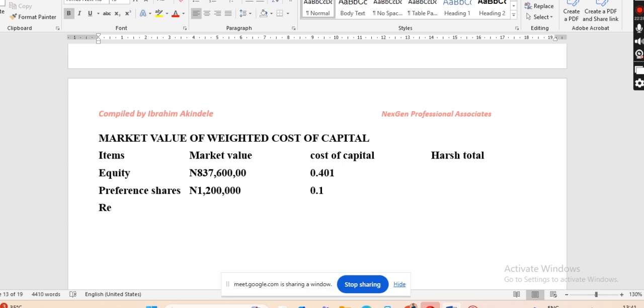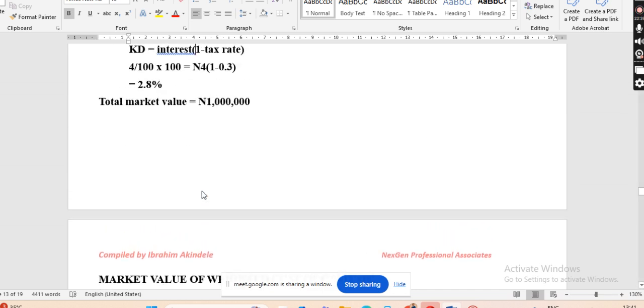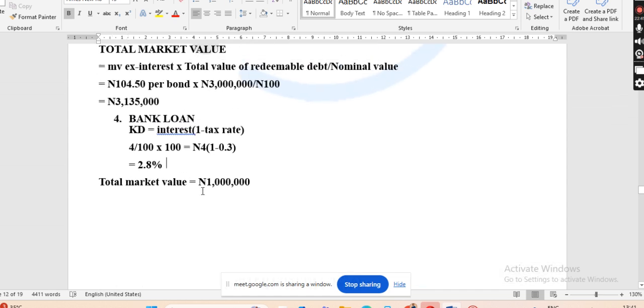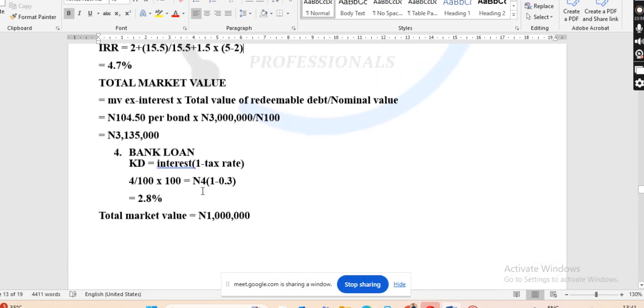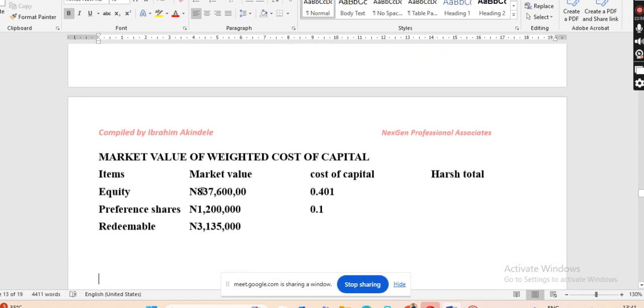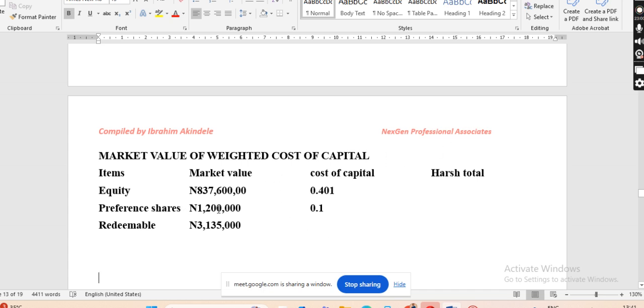So next, the redeemable debt. What is the market value? 3,135,000. What is the cost? The cost is 2.8. Convert it. That is 0.028, right? Convert it.